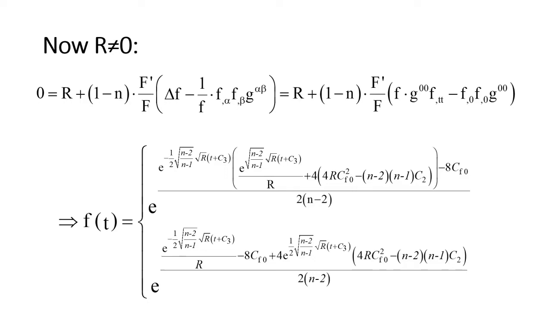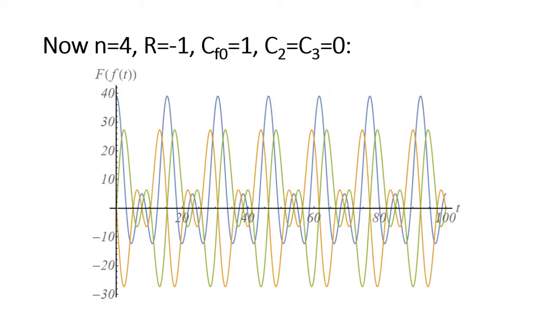In fact, for negative r, we obtain very interesting patterns of oscillations. Here the figure shows one example in a four-dimensional space-time. While the blue line shows the real part of our scaling wave function for both solutions, we have the imaginary parts for the first solution, yellow, and the second solution, green.